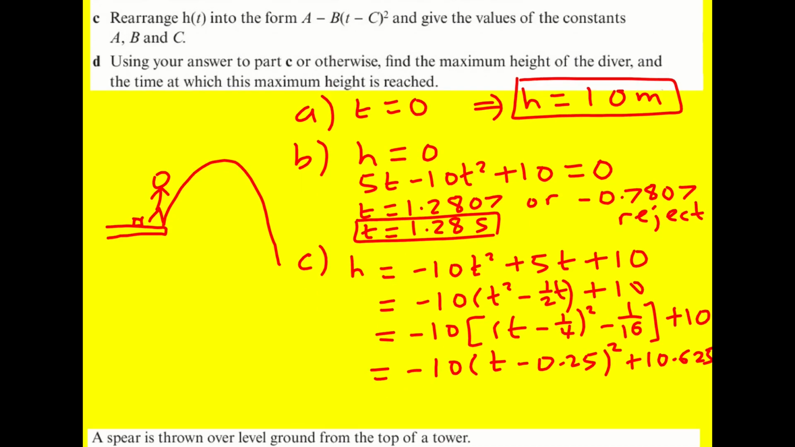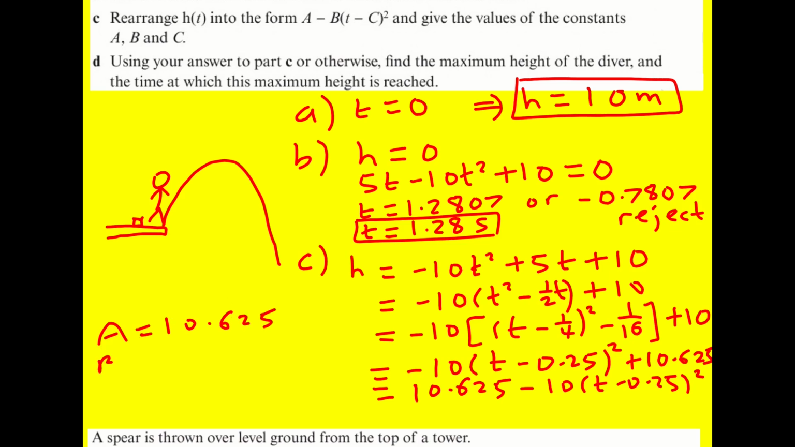Just to finish, I'm going to write this on the left, but write down what the constants are. So I'm going to get A equals, I haven't quite written it as they'd like, if they wanted me to be fair, so I should probably do that. 10.625 minus 10 t minus 0.25 squared. Right, that's better. A equals 10.625. B equals 10. And C equals 0.25.